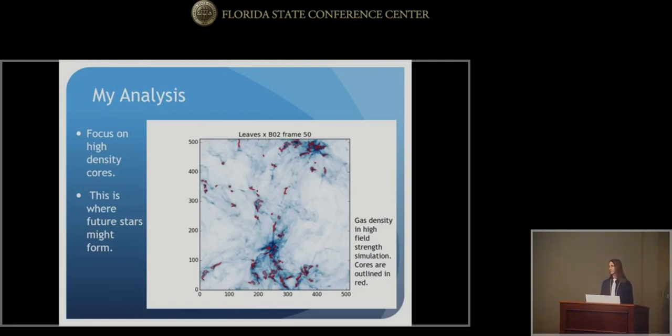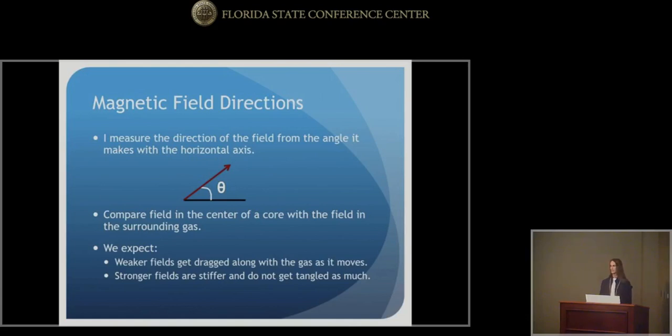The title of my talk was Magnetic Field Alignment. To measure any sort of alignment, I have to know the direction of the magnetic field. I measured the direction of the magnetic field by the angle it makes with a horizontal axis, and I call this angle theta. I'm interested in comparing the magnetic fields in a small region around the center of the core with the magnetic fields in a larger region that encompasses the surrounding gas.